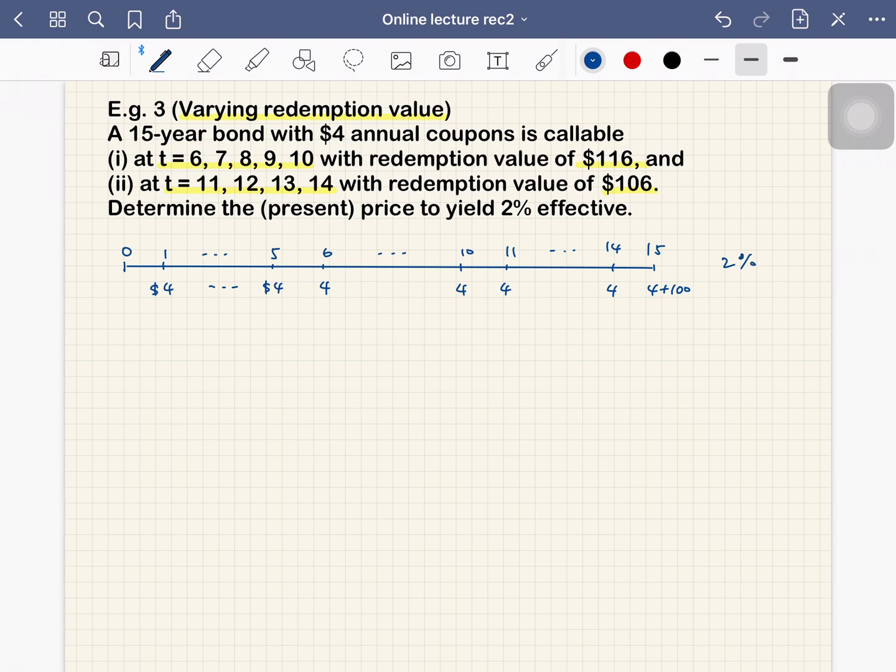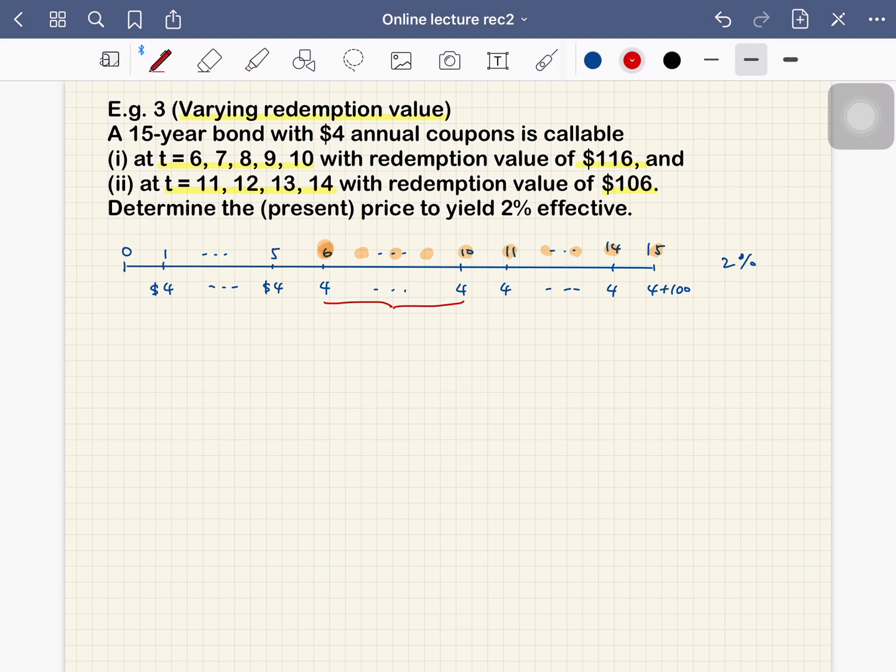So how many possibilities for the issuer? We actually have 10 possibilities: callable at 6, 7, 8, 9, 10, 11, 12, 13, 14, and not redeemed, 15. So we actually don't have to compare all 10 cases. I will explain this. At first, focus on the first 5 options: call at 6, 7, 8, 9, 10. And actually, between these 5 cases, 6 is optimal.